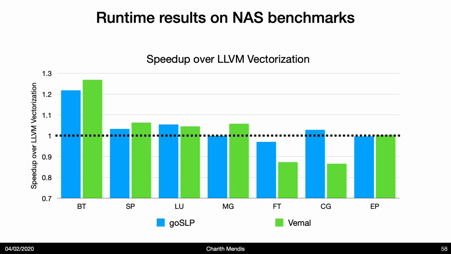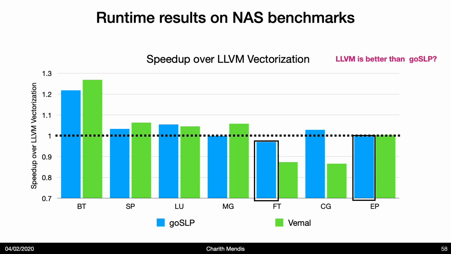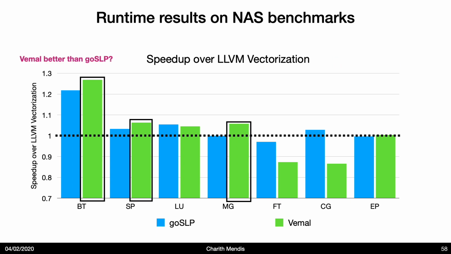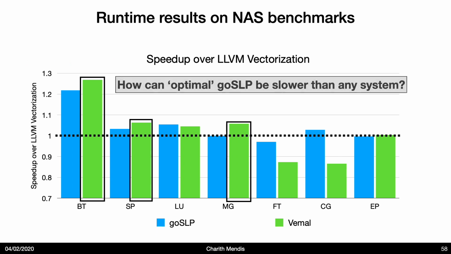If you look at this, in fact, it's even worse. There were two programs where LLVM was better than GoSLP, and there were three programs where Vemal was better than GoSLP. But we told you before that GoSLP was in fact the optimal solution. How can you be faster than the optimal solution? Optimal is supposed to be the best. So let me explain how you can beat the optimal solution.